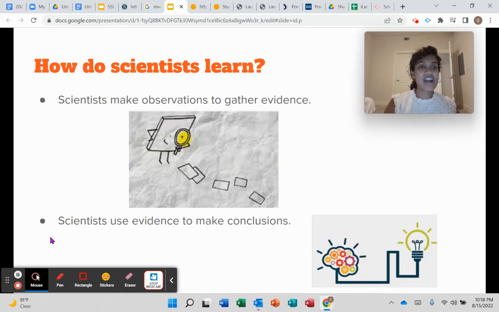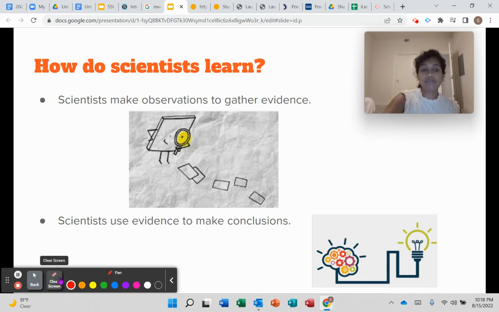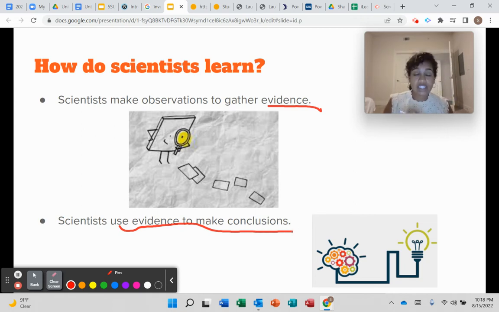All right. So now, once scientists have made their observations, they're going to gather evidence, right? If you remember before, they're going to gather information. Once they have their evidence, the information they've been collecting, they're going to use the evidence to make conclusions, or to come up with a decision about all the things that they've noticed, right? So based on the evidence, they're going to come up with a conclusion. They're going to come up with an end result.